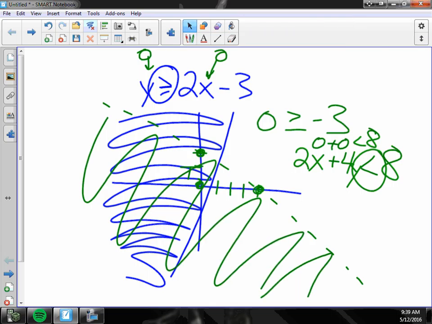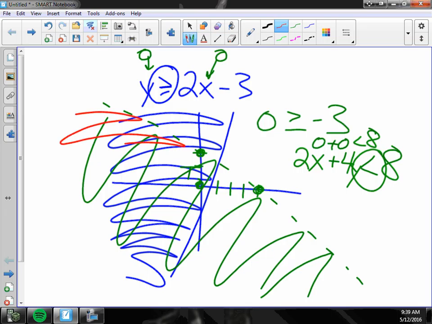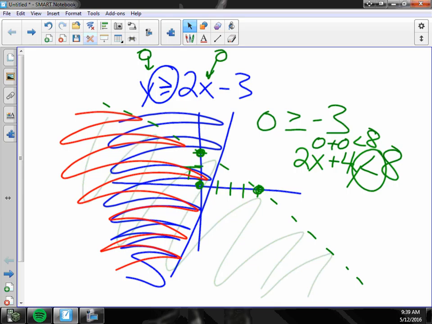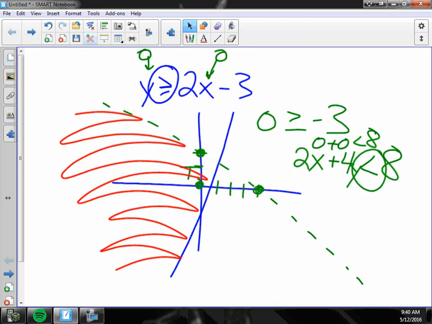And then the final answer is the intersection of those two spaces, which would be that. So you'd actually want to get rid of these other shadings. My recommendation is you draw arrows, and the intersection of those two arrows is that space over there on the left. Does that ring a bell? You remember how to do that?